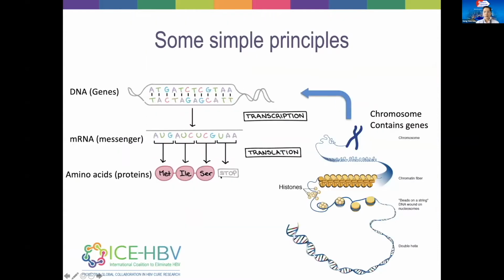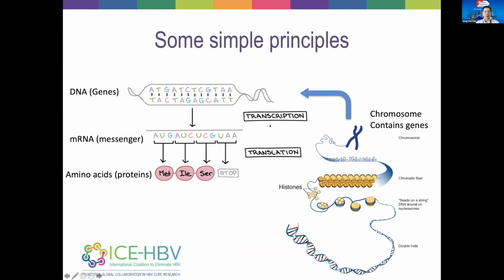Now, let me bring some simple principles about hepatitis B virus to you. The hepatitis B virus is a virus that contains genes, just like chromosomes contain genes. And when these genes are working in the body, they need to be converted into proteins. The proteins are the ones that lead the virus to multiply and to spread.